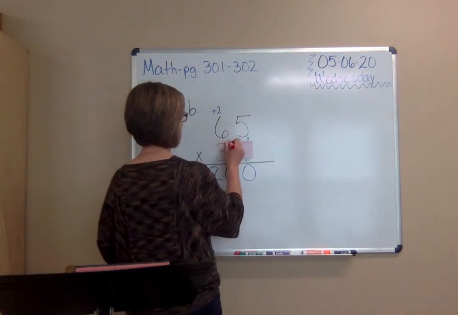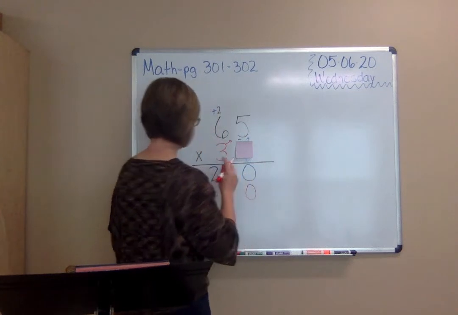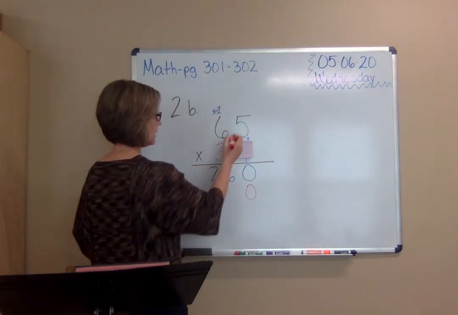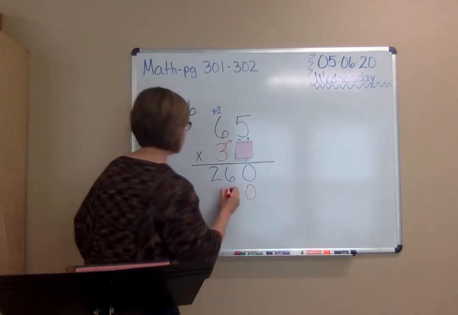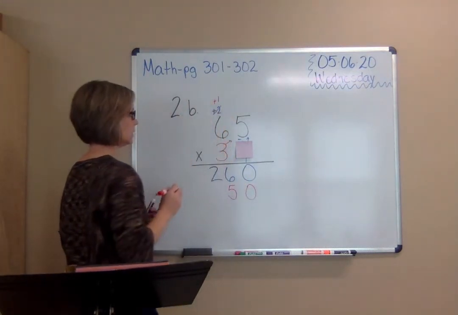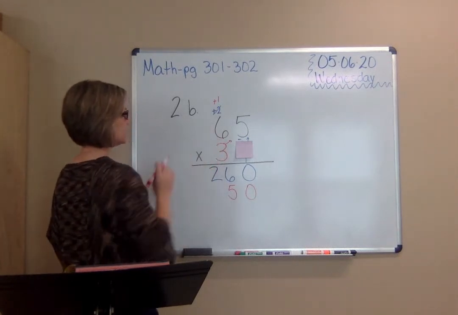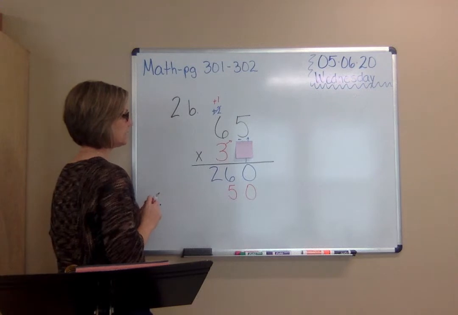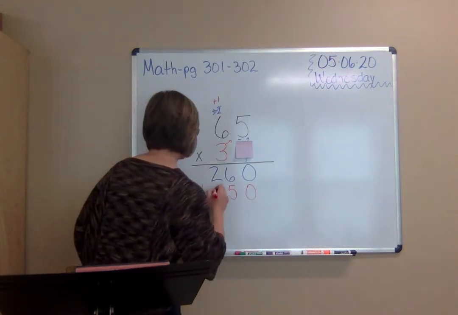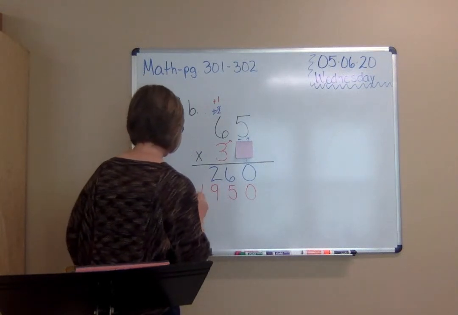So we're going to start with 0 placeholder first. Mark out my plus 2. 3 times 5 is 15. The 5 goes down. The plus 1 goes up. 3 times 6 is 18. 18 plus 1 equals 19. And then we add.